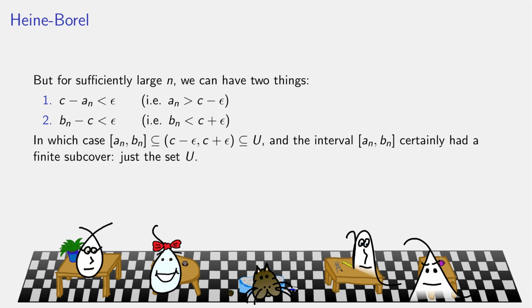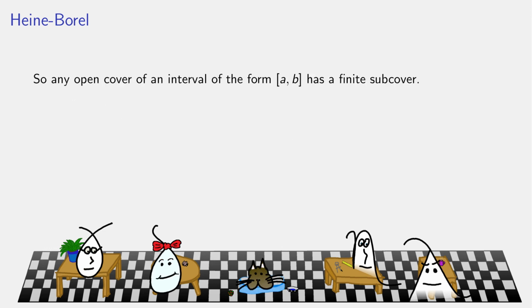In which case the interval from AN to BN is contained within the interval C minus epsilon to C plus epsilon, which was contained within the open set U, and therefore that interval did have a finite subcover, just one single open set U. So any open cover of the original interval must have a finite subcover. If I assumed it didn't, we got a contradiction through this limit point C.